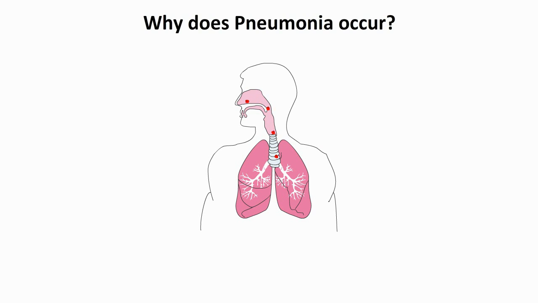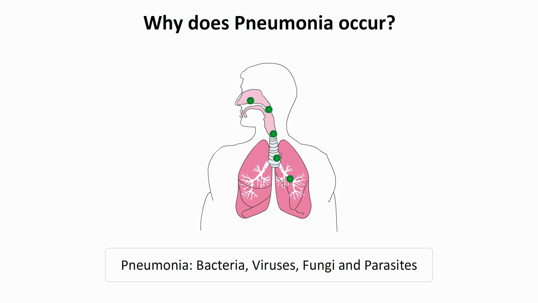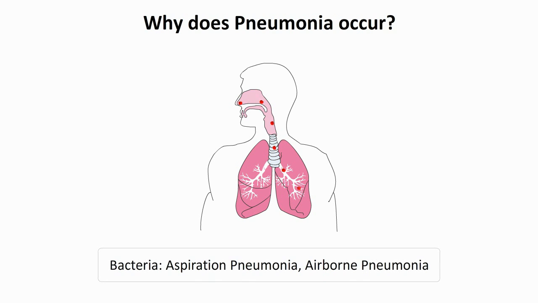Now let's look at why pneumonia actually occurs, or what causes this disease. Pneumonia frequently starts as an upper respiratory tract infection that moves into the lower respiratory tract. As discussed earlier, it is caused by microorganisms such as bacteria, viruses, fungi, and parasites. The bacterial infection can occur via aspiration or via air.